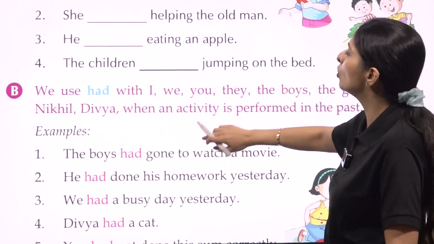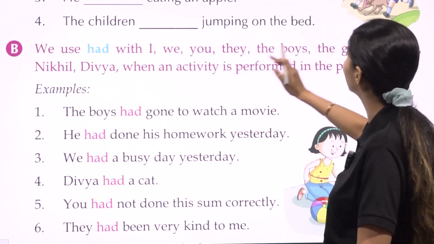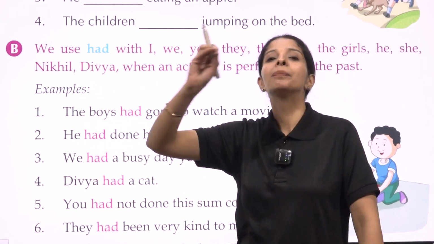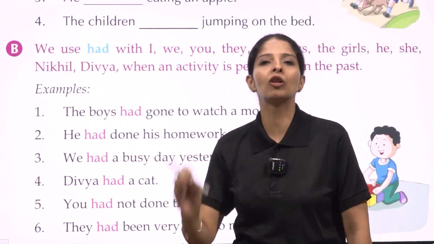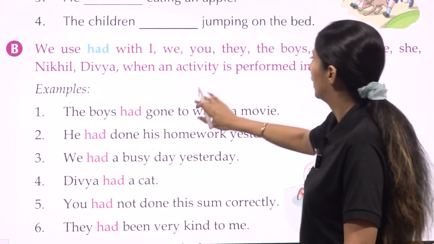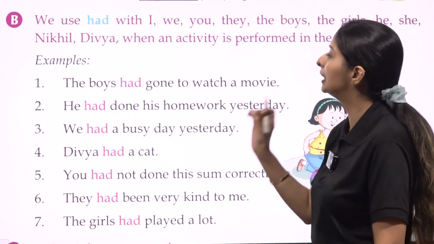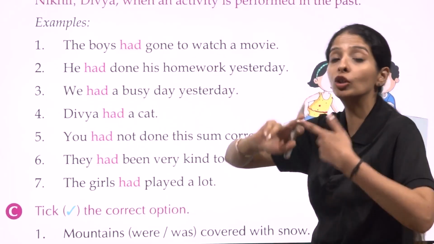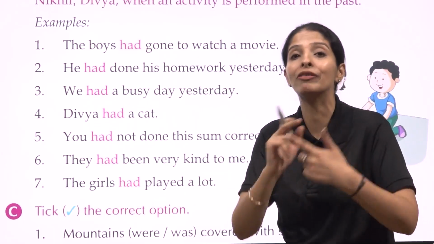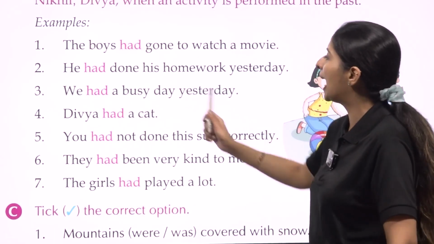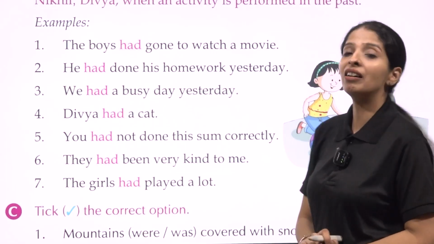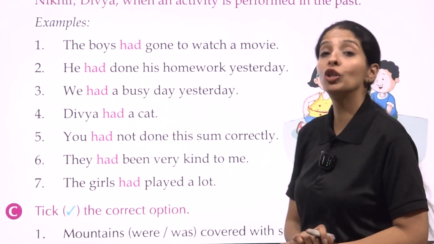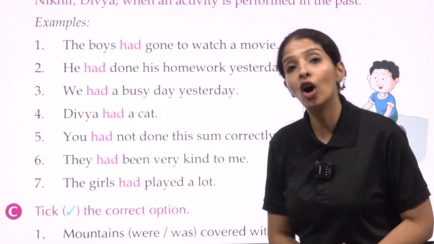Now next, we use had with I, we, you, they, the boys, the girls, he, she, with everybody. When you talk about the past, there is no singular or plural concept. You have to use had when an activity is performed in the past. Example: the boys had gone to watch a movie. He had done his homework. To show the activity which is done in the past, you have to use had. We had a busy day yesterday. Divya had a cat. You had not done this sum correctly. They had been very kind to me. The girls had played a lot.